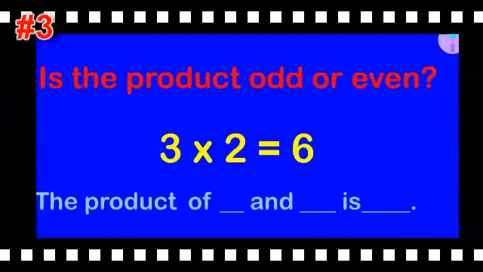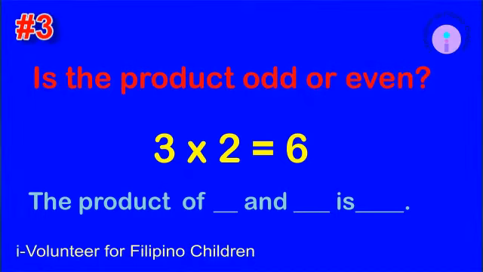Item number 3. Is the product odd or even? The product of 3 and 2 is even. Kindly repeat.